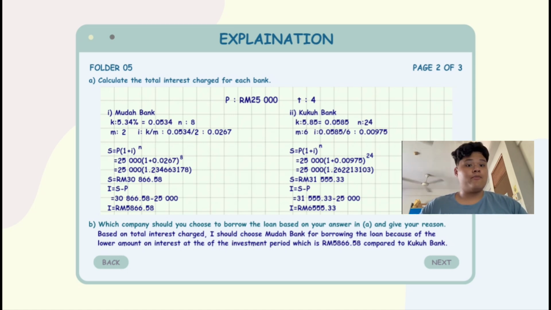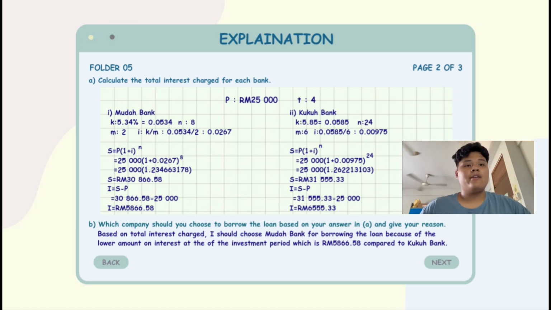After you finish the information breakdown, you can insert the information into the formula: P = 25,000, (1 + 0.0267), and you put 8 as the power. Then you simply type it into the calculator and you will get S = 30,866.58. Because the question wants the compound interest, simply use I = S - P, which is the formula for compound interest. You insert 30,866.58 minus 25,000 and you will get 5,866.58.